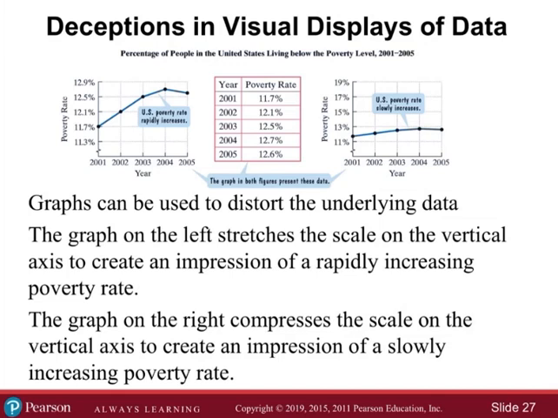So then, deceptions in visual displays of data. All right. So story time. It's not really good or bad. It's just a random story. It's not really random. It's relevant to this.